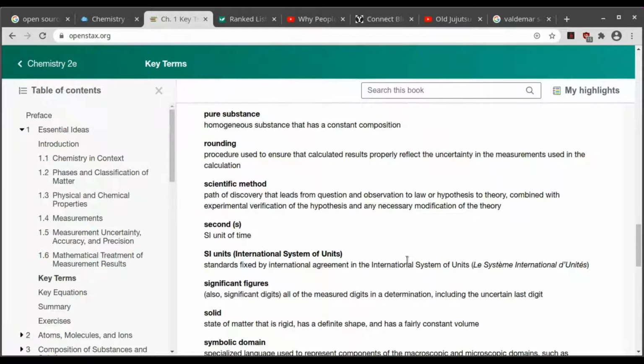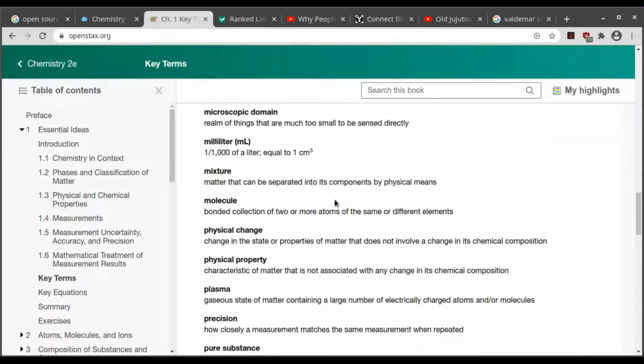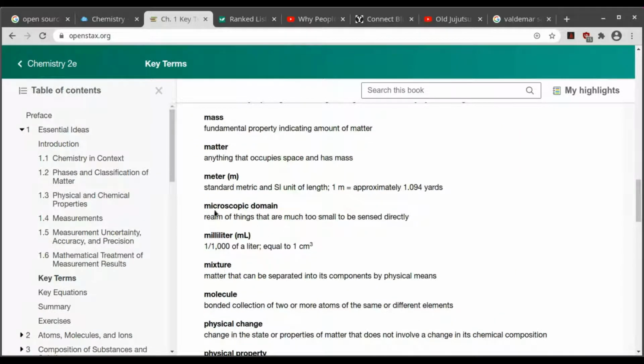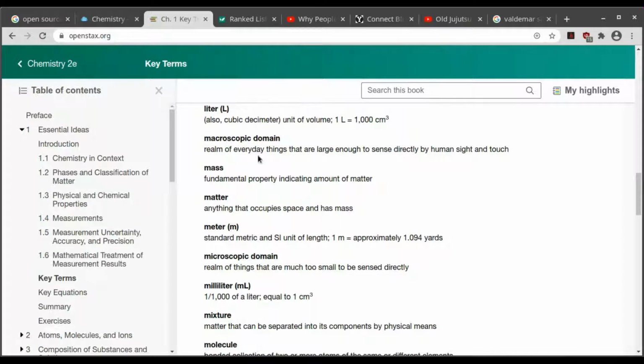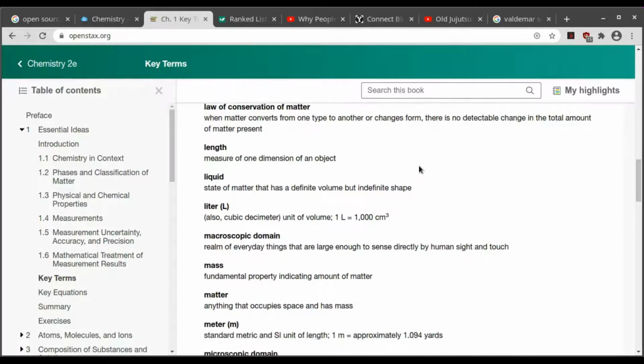Okay. And then we talked about microscopic and macroscopic and symbolic. Microscopic domain, realm of things that are much too small to be sensed directly. Macroscopic domain, realm of everyday things that are large enough to sense directly by human sight and touch. And symbolic, see that on here. Symbolic domain, specialized language used to represent components of the macroscopic and microscopic domains, such as symbols, chemical formulas, chemical equations, graphs, drawings, and calculations.